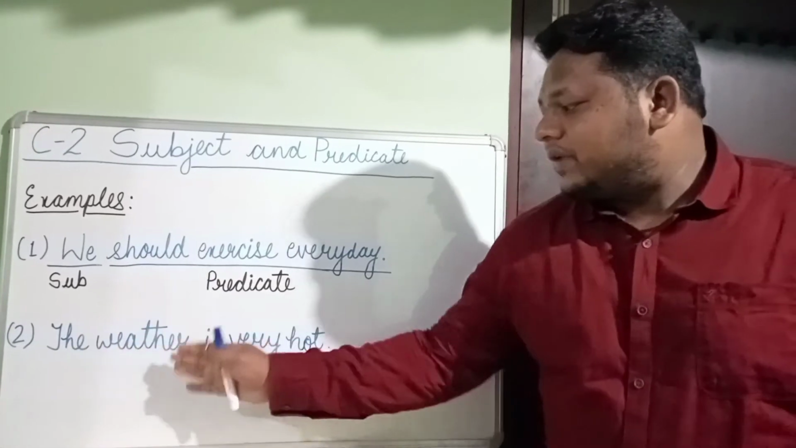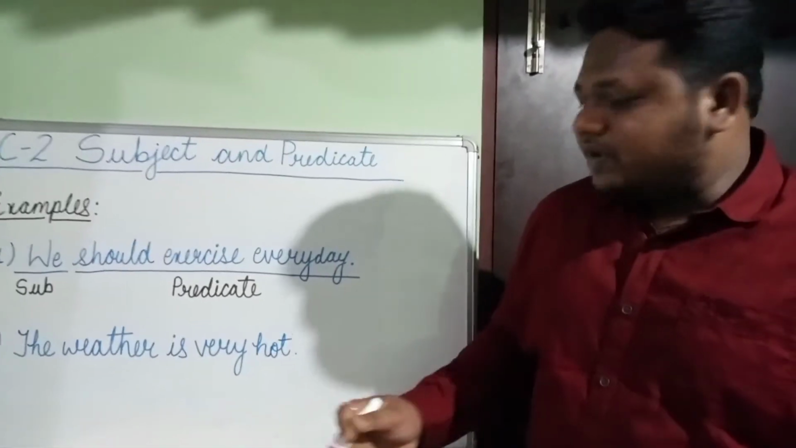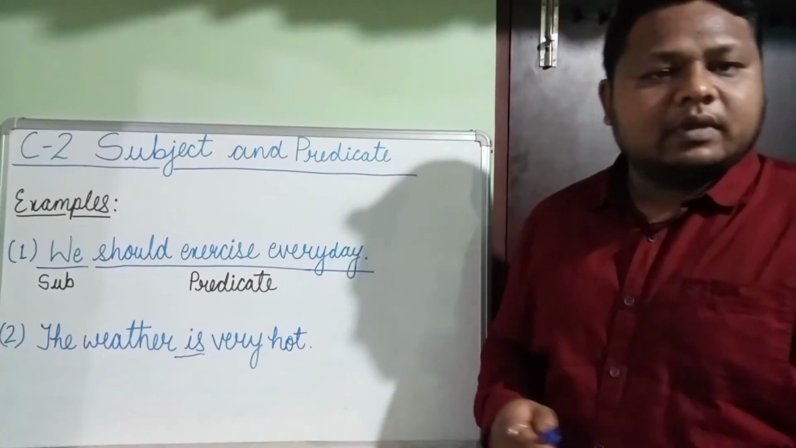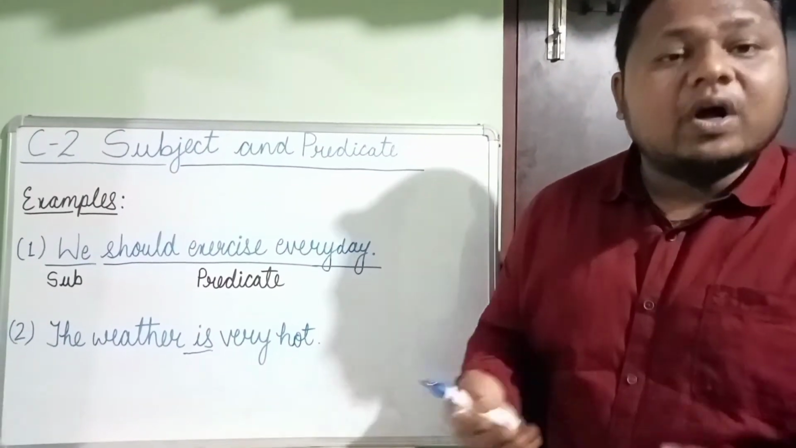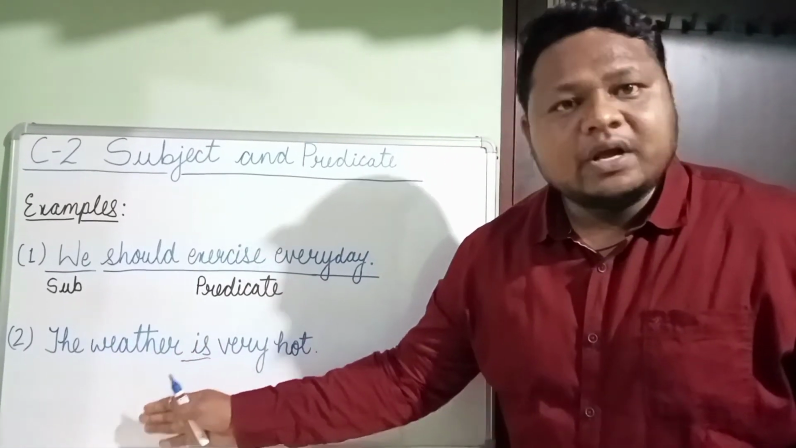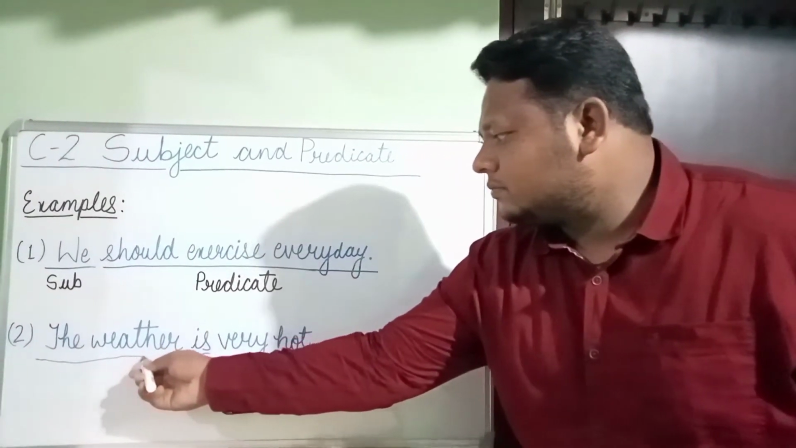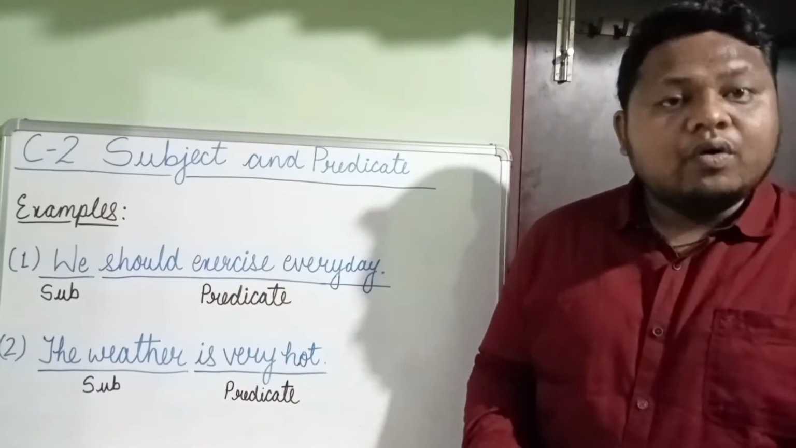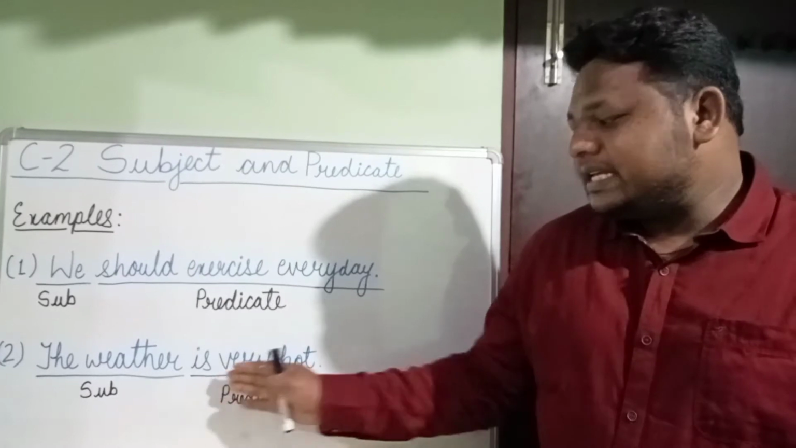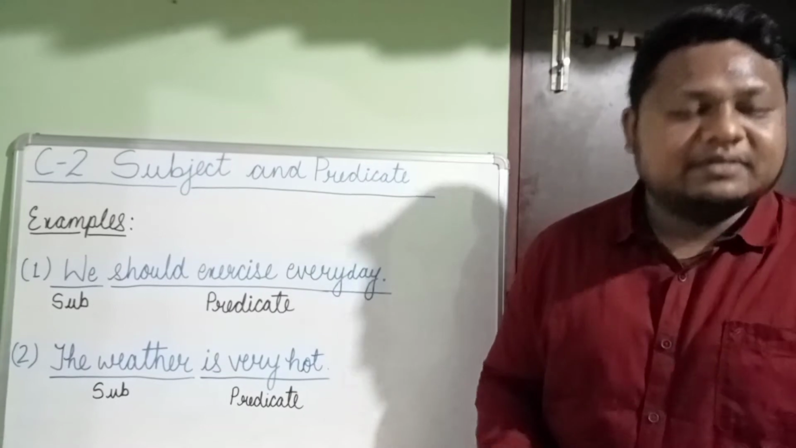Example 2. The weather is very hot. In this sentence, we have an auxiliary verb, is. Now ask a question. What is very hot? The answer comes: the weather. So the weather becomes our subject. Now, what is being told about the subject, the weather? Is very hot. So is very hot becomes our predicate.